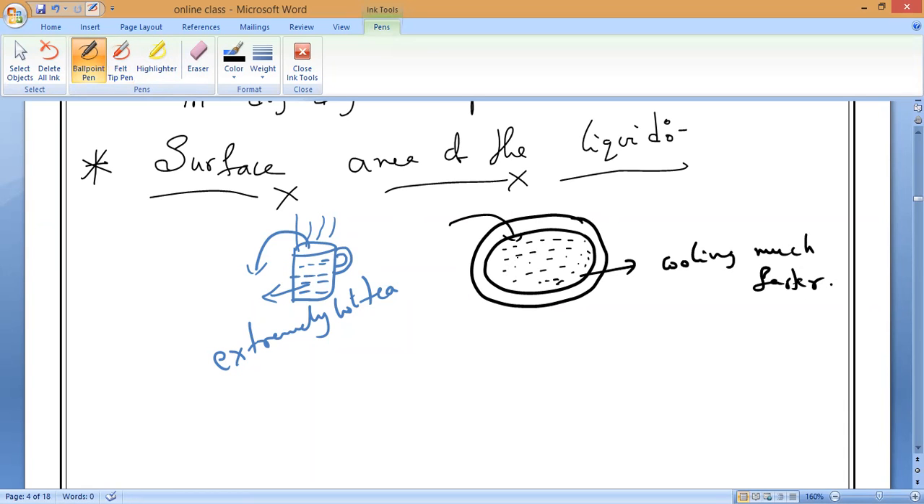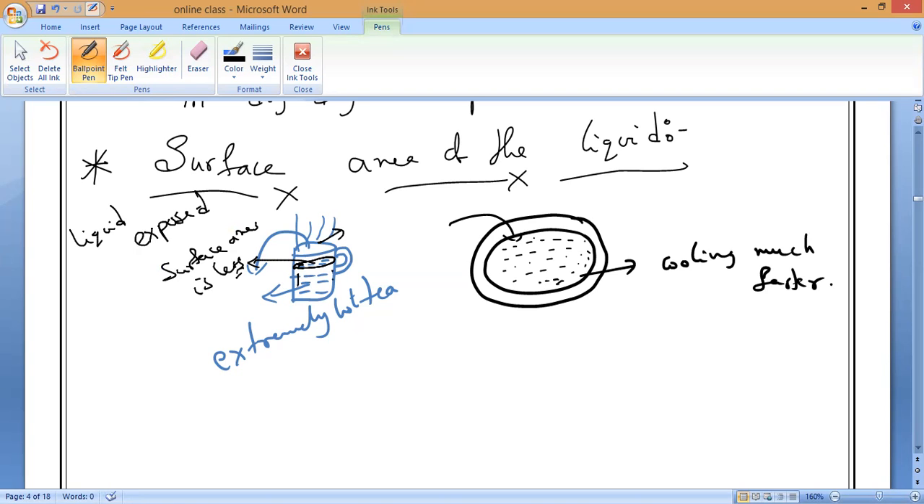Very good. If you notice the cup, only this much top liquid is exposed to the atmosphere. Yes or no, guys? The rest is inside the liquid only. So the exposed surface area of the liquid is less. So what is happening? It will take time to cool here.